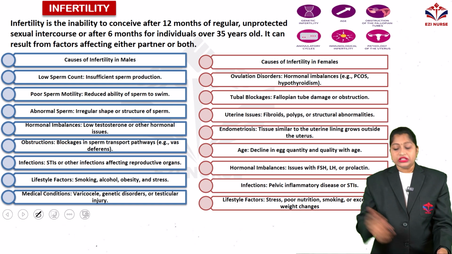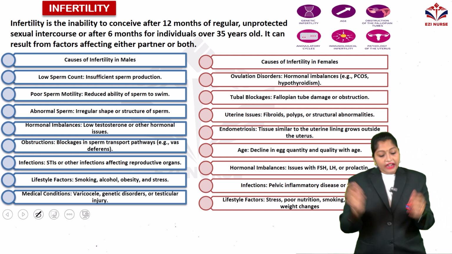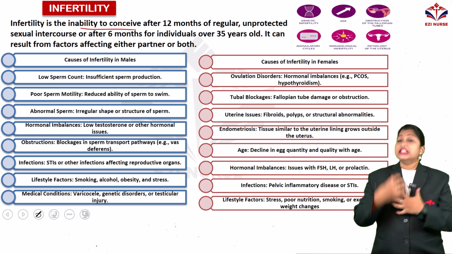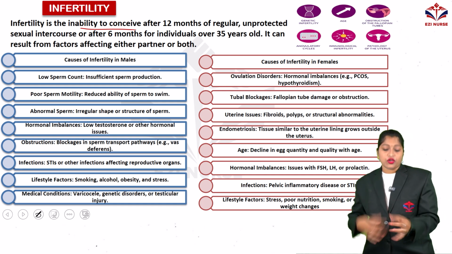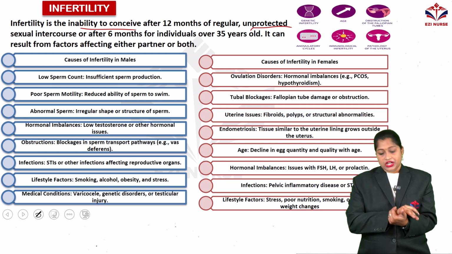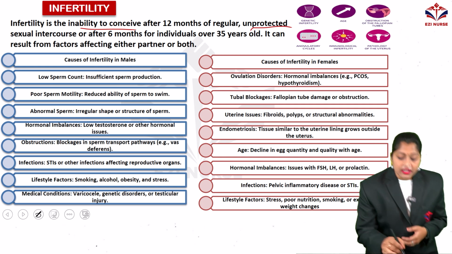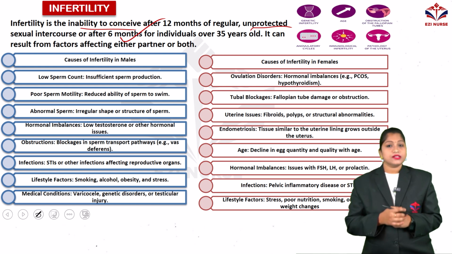So let's move on to our third question, that is infertility. What is infertility? It is the inability to conceive or to get pregnant after 12 months of regular as well as unprotected sexual intercourse, or after 6 months for individuals over 35 years old.